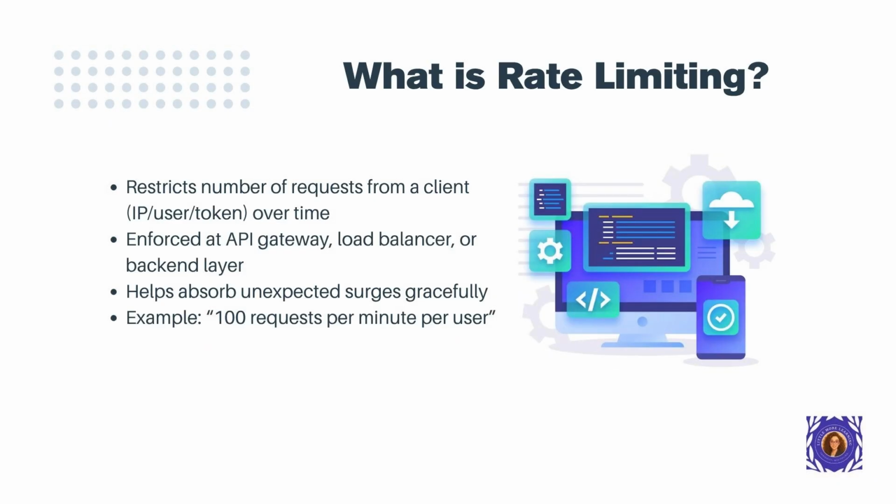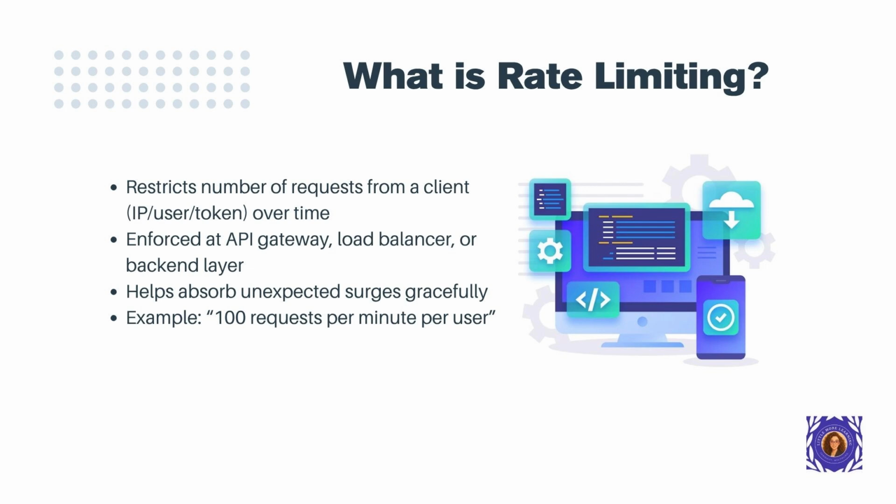At its core, rate limiting is a mechanism that restricts the number of requests a client, identified by an IP address, a user ID, an API token, or another unique identifier, can make to a server or API within a specified time window. For example, a common rule might be, allow only 100 requests per minute per authenticated user. This restriction is typically enforced at various layers within your system, most commonly at the API gateway, but also potentially at the load balancer or even deeper within individual backend services.